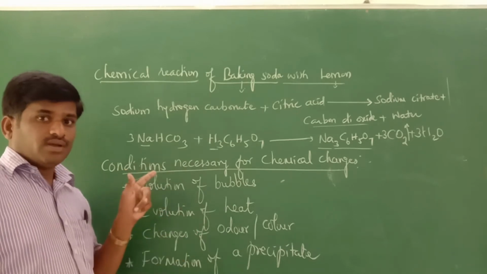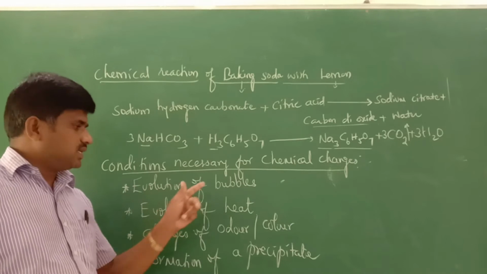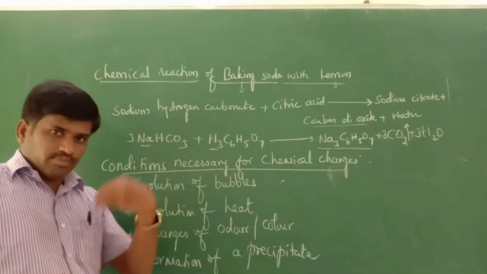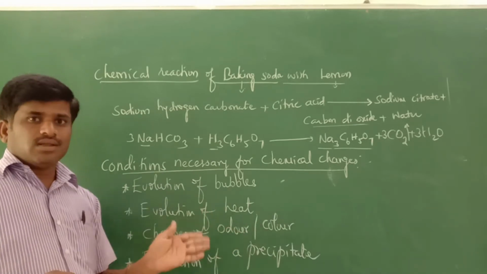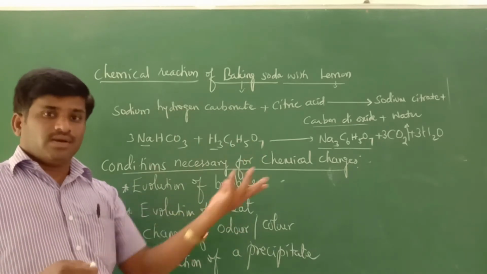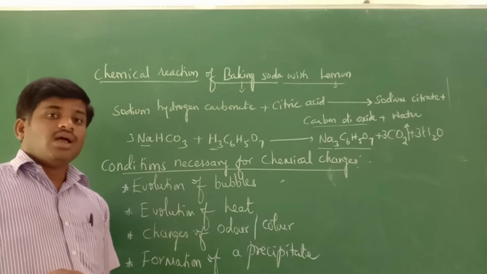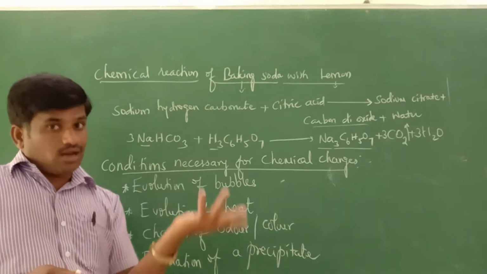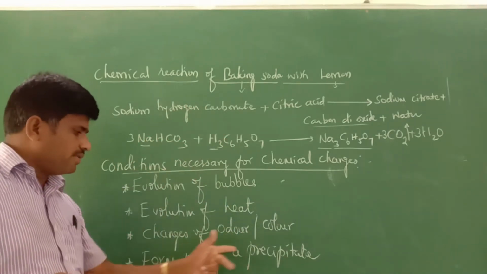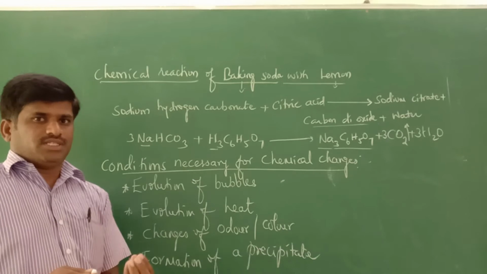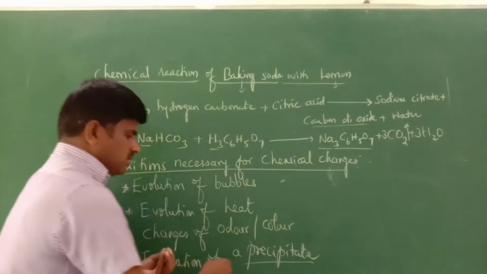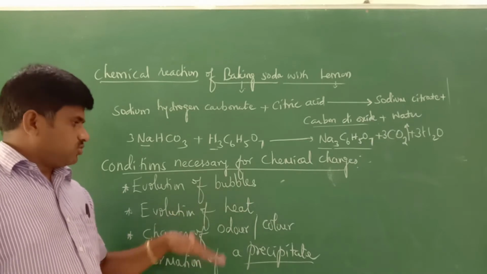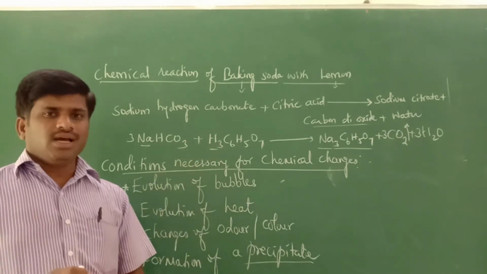During chemical reactions or chemical changes, bubbles may come out, or heat energy is evolved or observed. There may be a change of color or a change of smell: the initial smell may change after completion of the reaction, or the color likewise. Then there is formation of a precipitate, that is, the insoluble substance is called a precipitate. So these are the conditions of chemical changes.